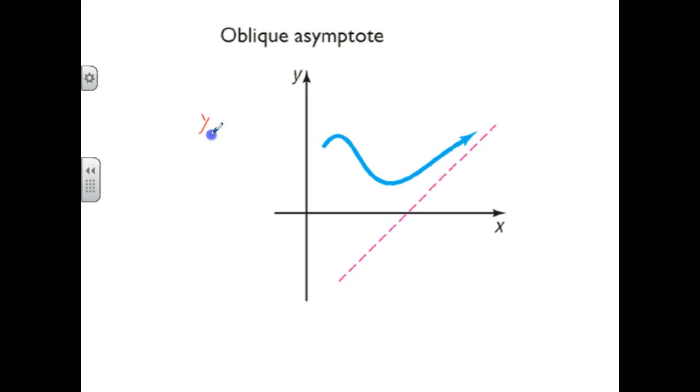Oblique means if the numerator is greater than the denominator, then we end up with this slanted asymptote, and we're going to find the equation of that by dividing. I'll show you an example of that too. Oblique just simply means slanted. I'll show you how to find the equation of that slanted in just a moment.